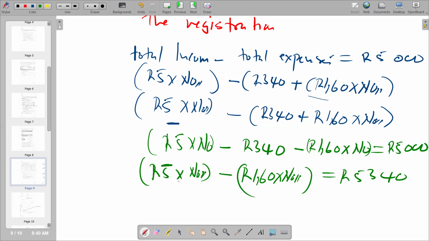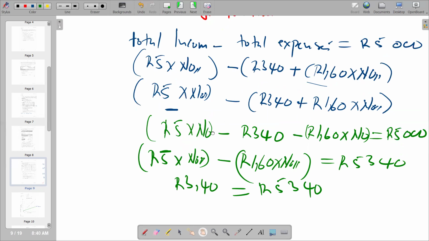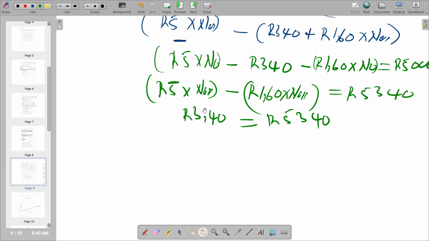we can now say 5 rand minus 1 rand 60, and see what we get. Let's just try to calculate that one. And you only get 3 rand 40. So you can say 3 rand 40 equal to 5,340. And then obviously we divide by 340 times number. So basically on this side is number times 340.